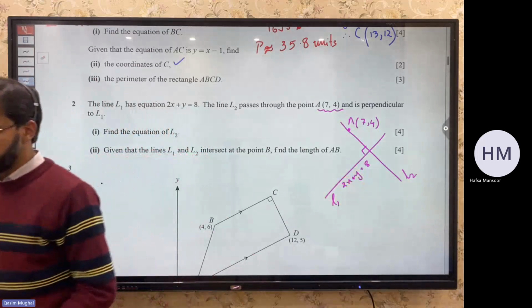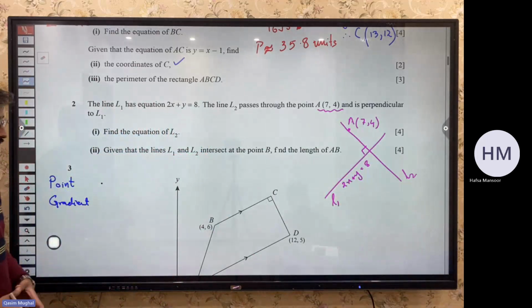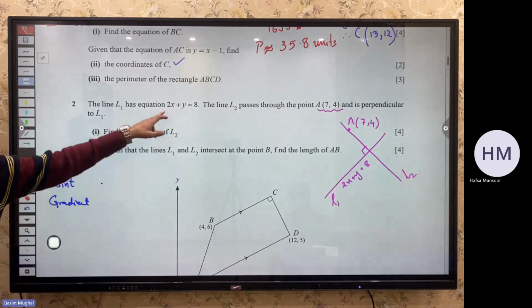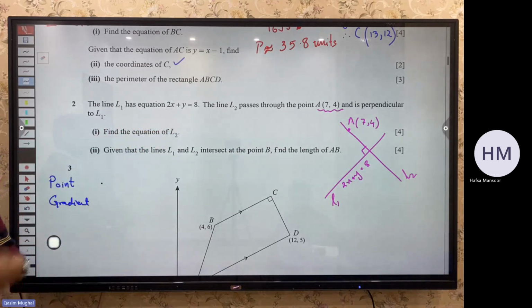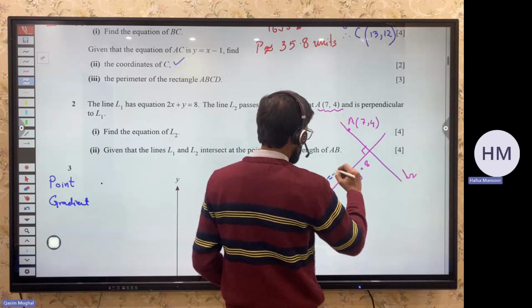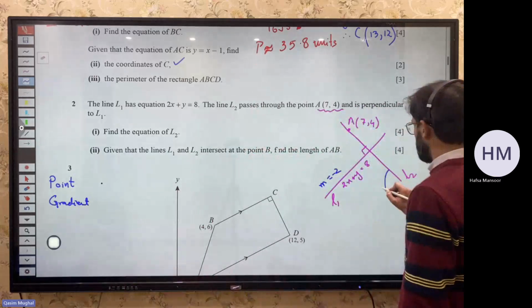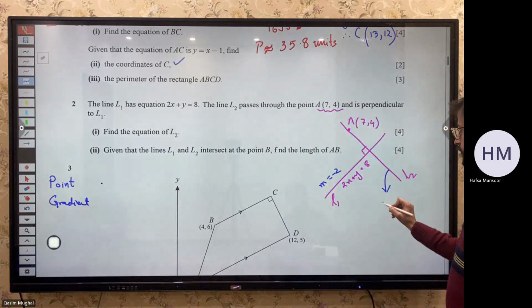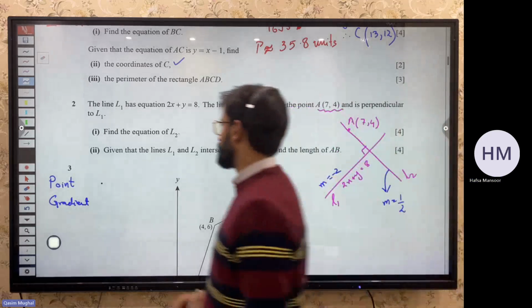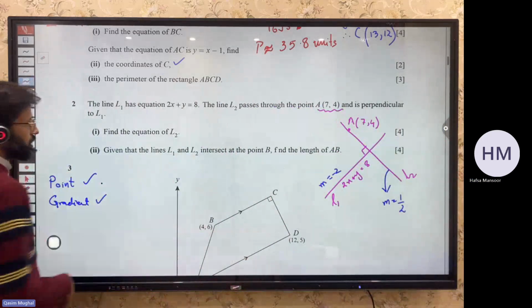We need to write it down in the standard form first, which is y equals mx plus c. You should be able to do it in your head. What is the gradient of L1? Arrange it in your head and tell me. Well done. What is the gradient? -2. Yes, its gradient is -2, and what will be the gradient of L2? 1 over 2. Well done, the gradient 1/2 has come. We have the point and the gradient, so its equation can be found. Part 1 is done.